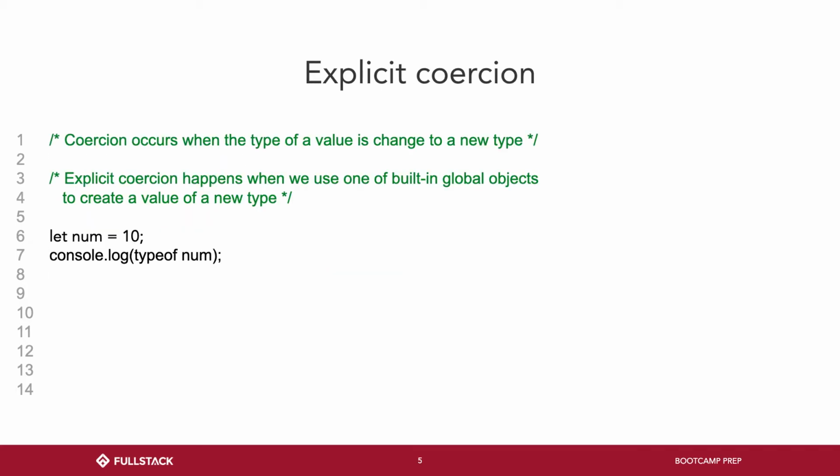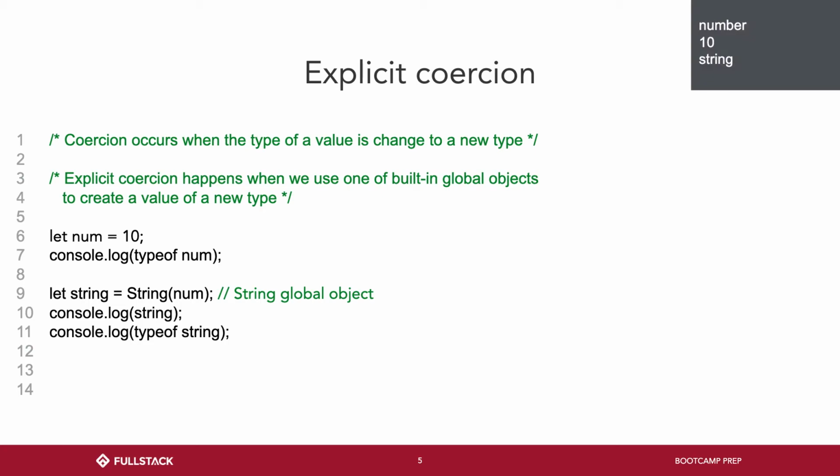So we have explicit coercion, and coercion occurs when the type of a value is changed to a new type. Explicit coercion happens when we use one of the built-in global objects to create a value of a new type. Like I showed you, we have num equals 10, console.log typeof num, and we see number on the first line up there, right? But then we say let string equal capital String, the global String object, and we pass in that variable num. Then we console.log string. It looks like 10 in the console. It doesn't look like anything else. It's just like, oh, nothing happened. When you console.log the type, we actually changed it to a string. Does that make sense? Everyone's cool on the global objects, right?